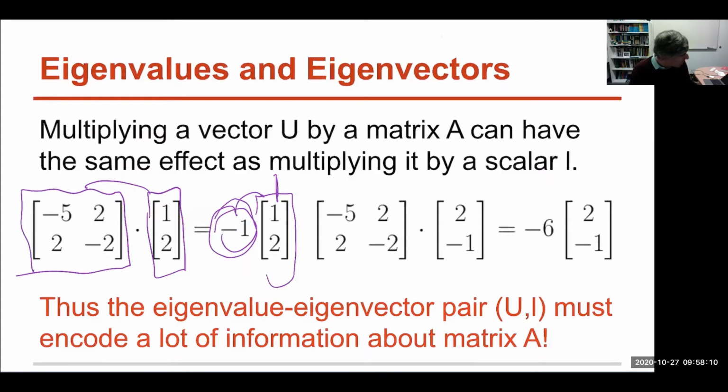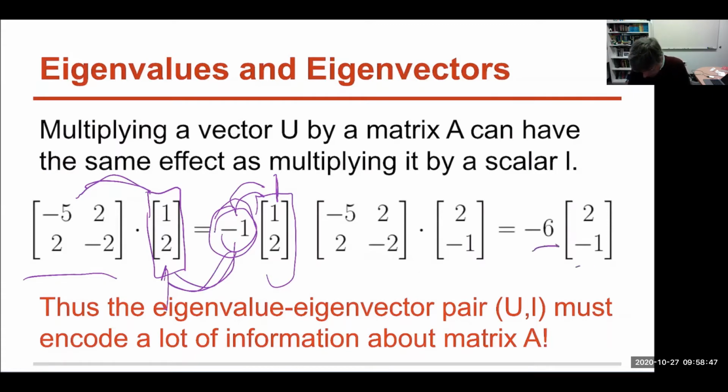What we're talking about today is eigenvalues and eigenvectors. And as we notice here, for a given matrix, there can be vector and scalar pairs such that the matrix times the vector gives you the same thing as the scalar times the vector. And so this pair of scalar and vector have to encode a lot of information about the matrix. That's kind of the story here.